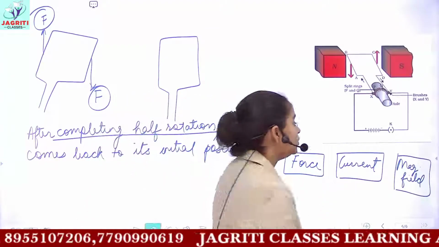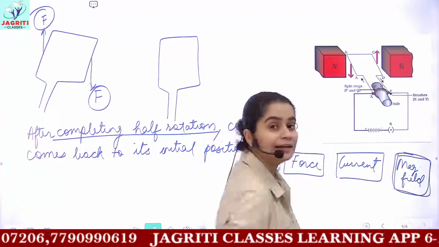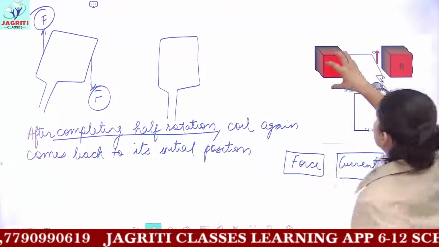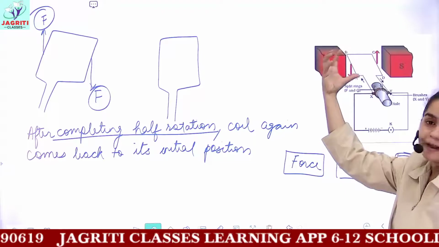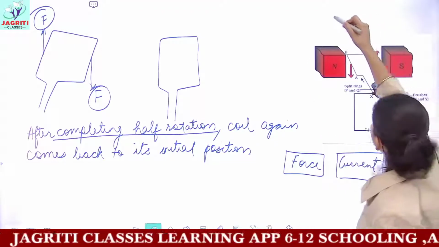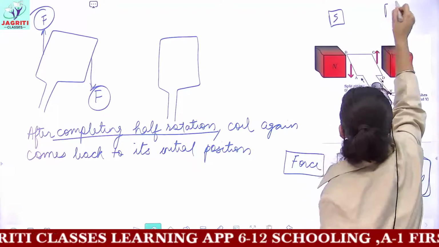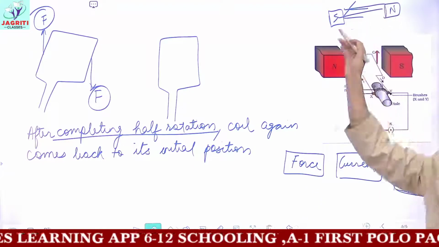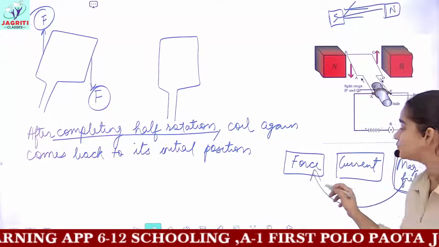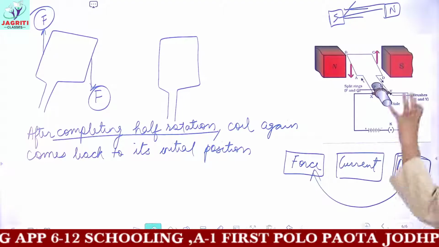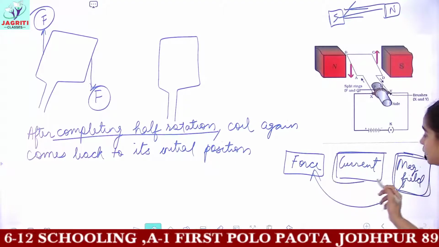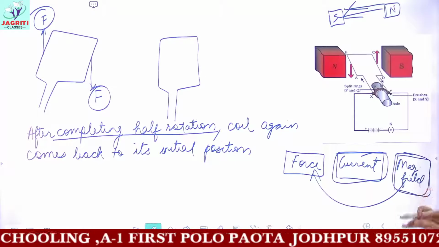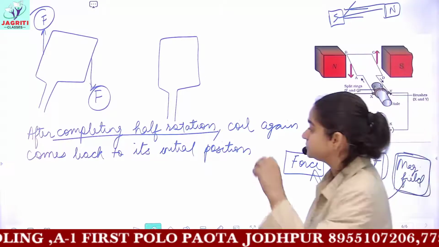Or what I can do is, I can change the direction of magnetic field. That is, I can put this magnet in the opposite manner. Okay, if I put here the south pole and here the north pole, now the direction of magnetic field gets reversed, and in turn this force will also get reversed. But what is done is, the direction of current is changed because it is comparatively easier to do.